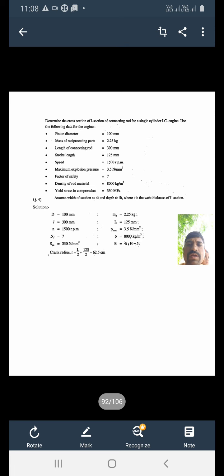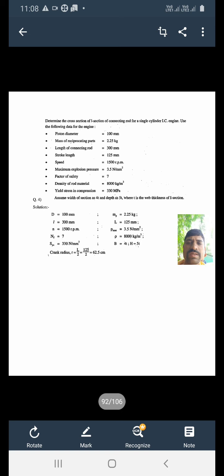The design of the rod material: density of the rod, rho value, is given 8000 kg per meter cube. Density is nothing but mass divided by volume. Mass is given in kg and volume is given in meter cube. Yield stress in compression is given. It is denoted by SYC. This is 330 Newton per mm square.